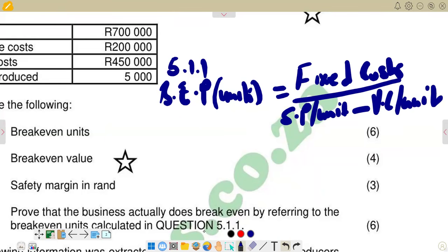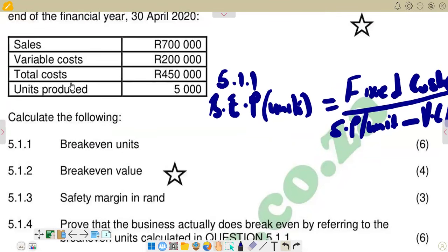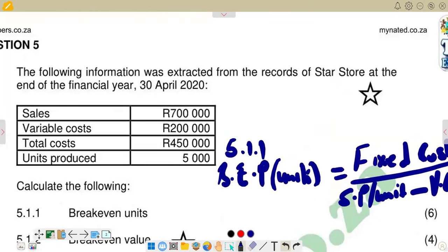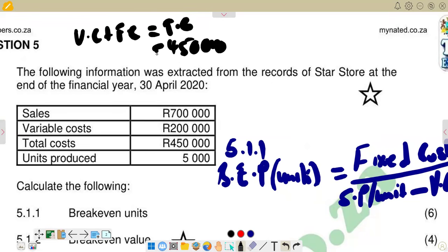According to the question, we are not given our fixed costs, which means we have to find them. Remember, we have a formula which says variable costs plus fixed costs is equal to total cost. We are given the total cost here as 450,000, the fixed cost is the figure we are looking for, and the variable cost is given as 200,000.